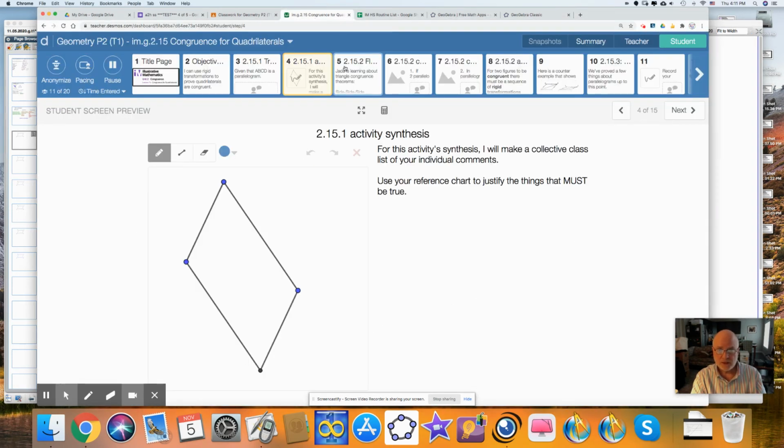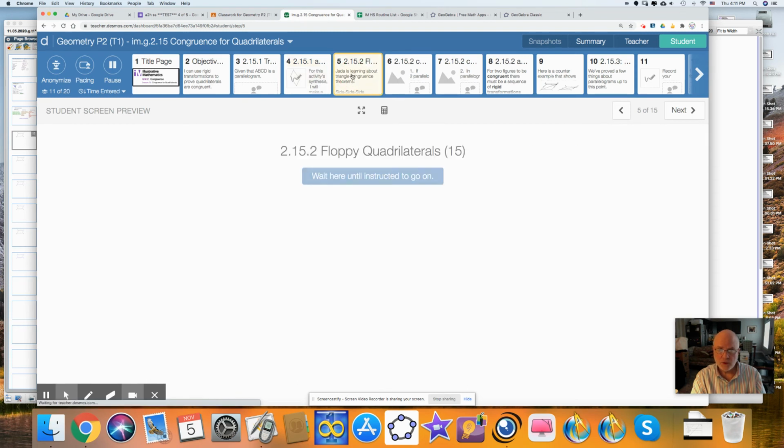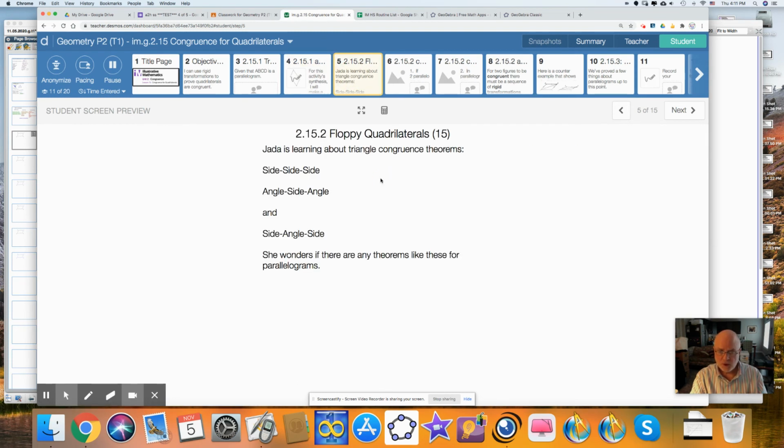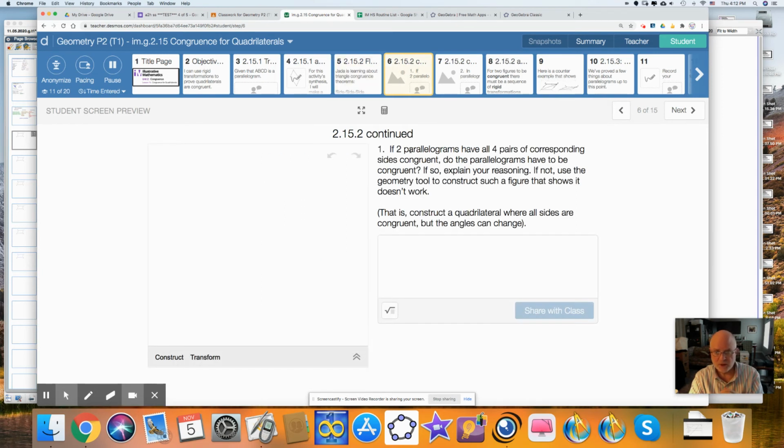Now, that's what we learned from this bell work. Next, we looked at floppy quadrilaterals, and you can read this. This woman is saying, well, we did all these things with shortcuts for triangles. Instead of measuring all six parts that we know about triangles, the three angles and the three sides, we could use a shortcut to prove they are congruent. I wonder if there's any shortcuts for quadrilaterals, specifically for parallelograms.